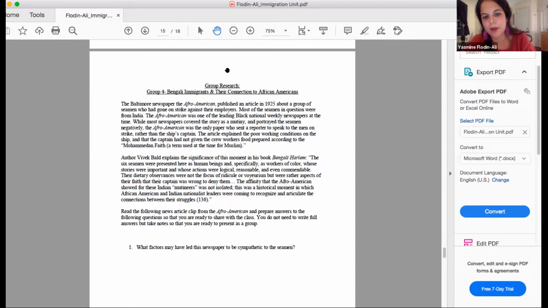The affinity that the Afro-American showed to these Indian mutineers was not isolated. There's a historical moment in which African-American and Indian nationalist leaders were coming to recognize and articulate the connections between their struggles. So again, it gets students to think about this idea of coalition. I think sometimes we tend to think about history in really segmented terms, which makes sense. But when we're talking about immigration, we're still talking about other American groups, right? We're still talking about what kind of communities groups are assimilating into and building connections with. I think this is a really great example of that, to see why this newspaper covered this event in a particularly different way than everyone else did in the time period.